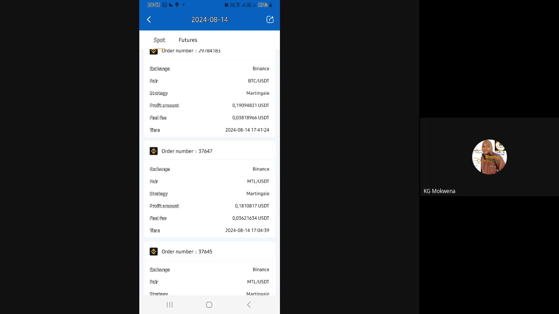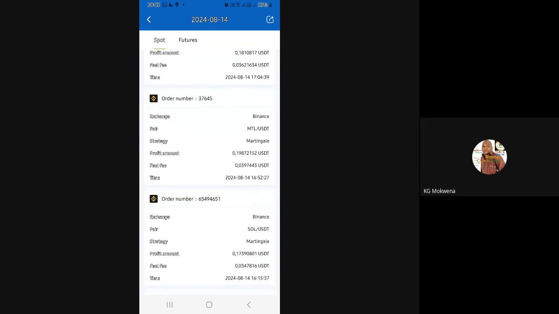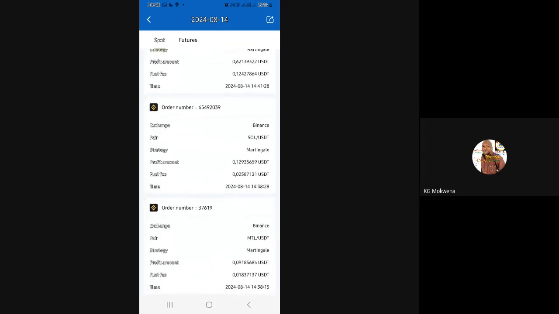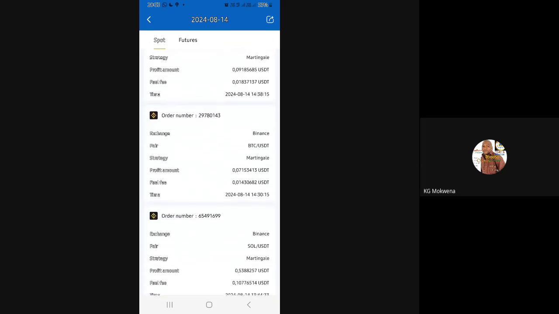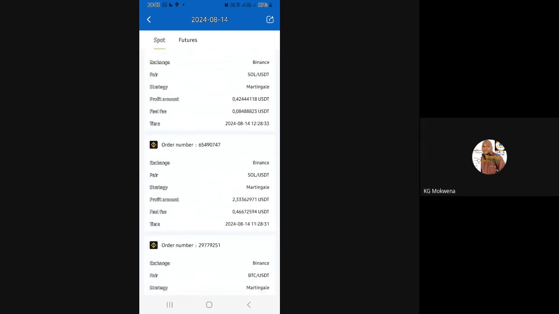MTL, yes, MTL, I saw it moved twice from the transaction page. Yeah, we just keep on going down. So we just want to see which one really sold the most. Yes, keep moving like that. We are checking. We see Solana, MTL, and then BTC. Solana is outperforming today.